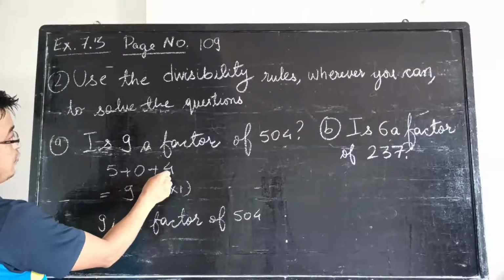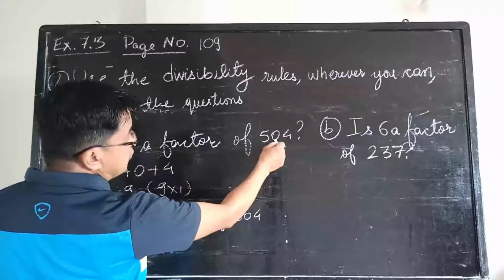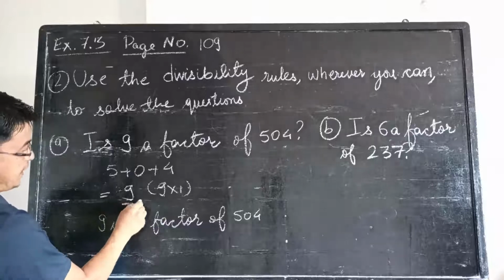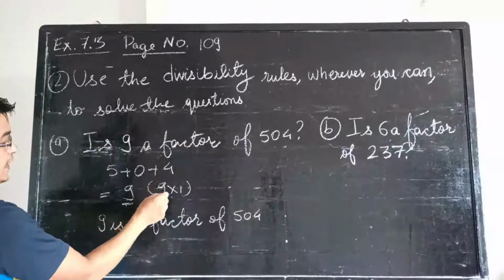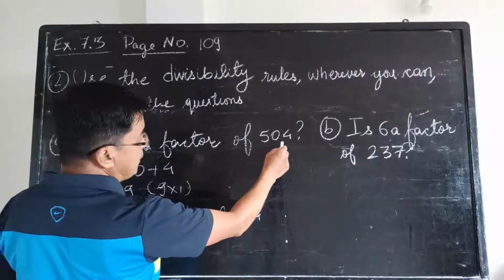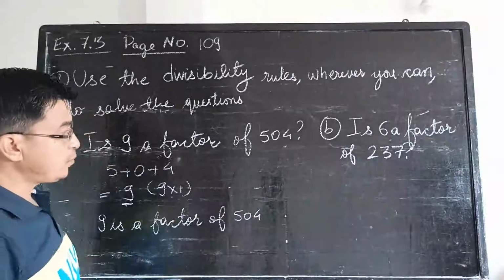5 plus 0 plus 4 here. Now 5 plus 0 plus 4 is 9. 9 ones are 9. So since 9 can divide 9, 9 is a factor of 504.